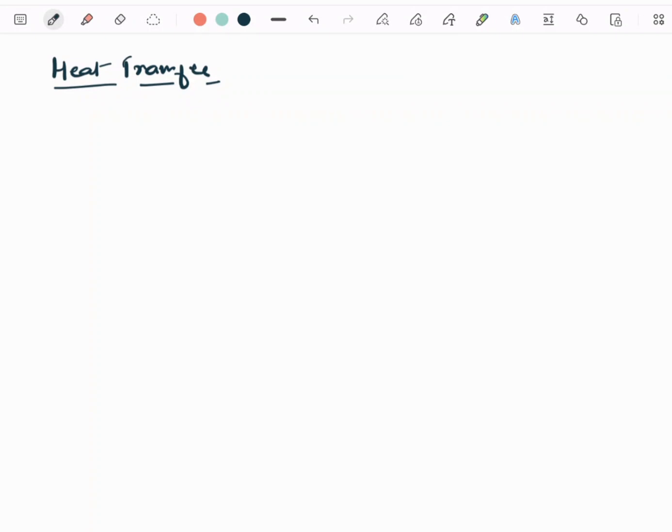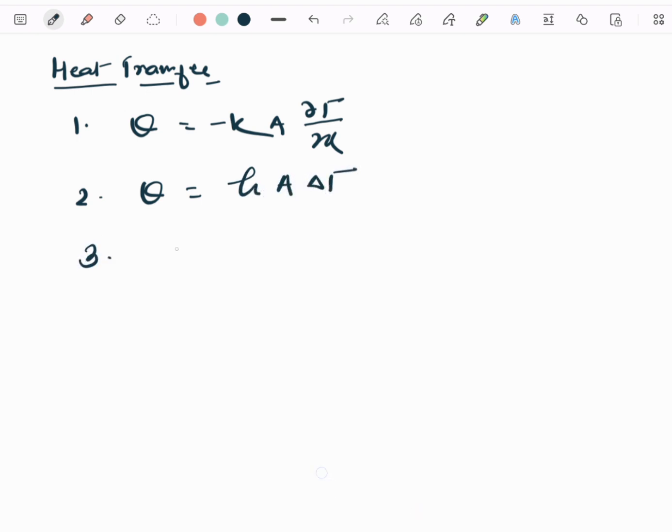Discuss the common equations used in heat transfer or heat loss with their application. So the commonly used equations are: Q = -kA dT/dx. Second one is Q = hAΔT. Third equation is Q = εσAT^4.